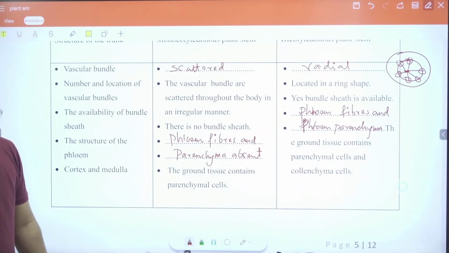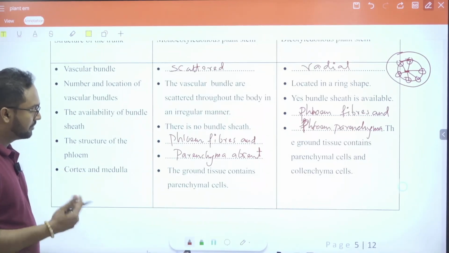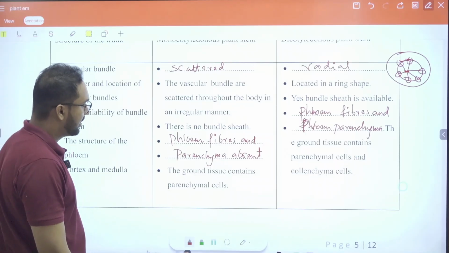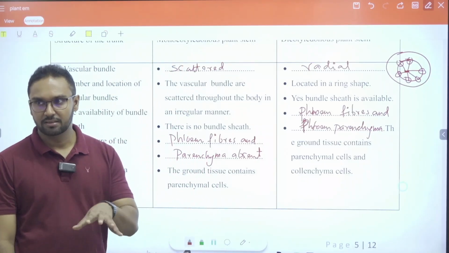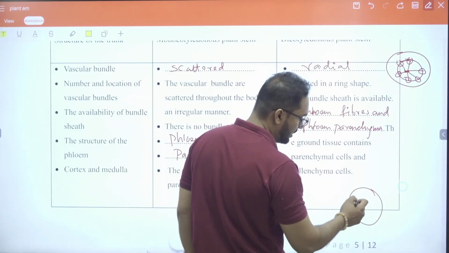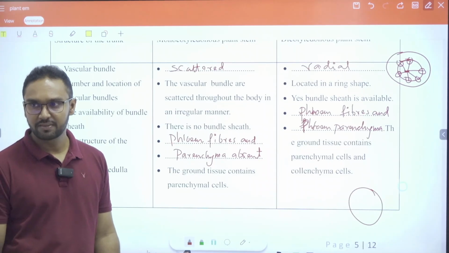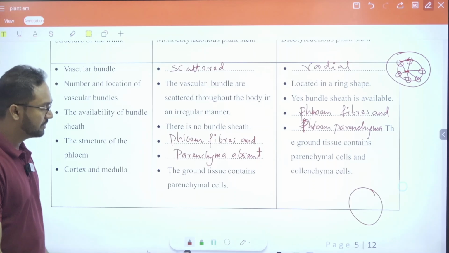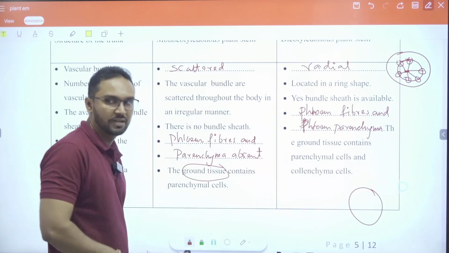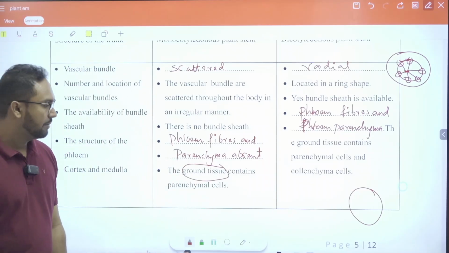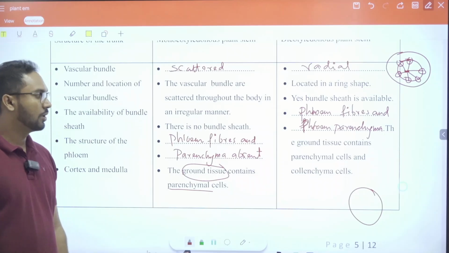Right. And the cortex and medulla, like there are two parts in the stem, cortex and the medulla. The cortex is the outer part, the medulla is the middle part. The ground tissue contains parenchyma cells, right? The ground tissue means the filling of the stem. There's a filling. Like if now this is the stem, the middle part is filled with sort of a cell type, and that is called the ground tissue, the filling tissue. Ground tissue is the filling tissue, the tissue type which fills the stem, right? The ground tissue contains parenchyma cells in the monocots.